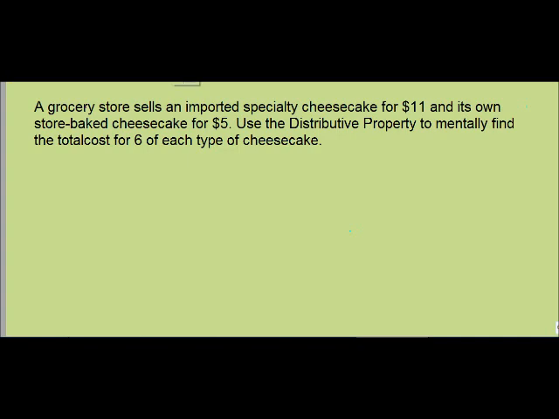Okay. I have a specialty cheesecake for $11, and I have a store-baked cheesecake for $5. I'm going to buy, I have my $11 plus my $5. If I bought one, but I'm not buying one, I'm buying 6 of them. This is how I know I can distribute. So I can do it one of 2 ways.